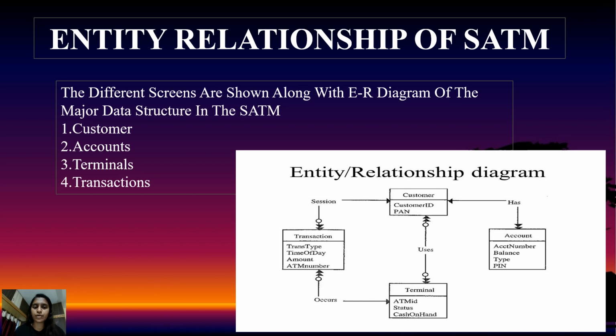Entity relationship of SATM. As you can see, this is the entity relationship diagram for the SATM. The customer ID, PAN, and the users, and it uses the terminal ATM ID, status, and cash on hand, and it will pass to the transaction, which shows the time of day, amount, ATM number, and the account number, and the balance, and session as customer.